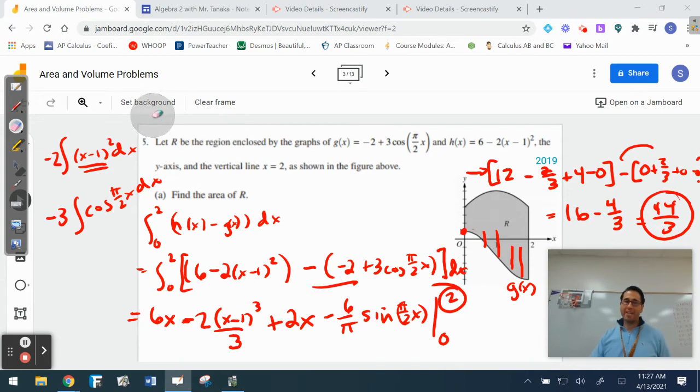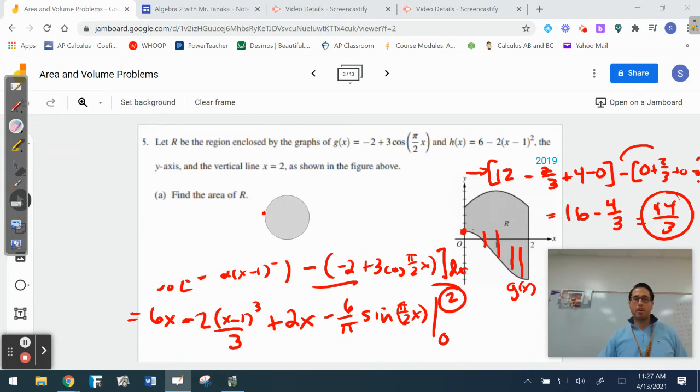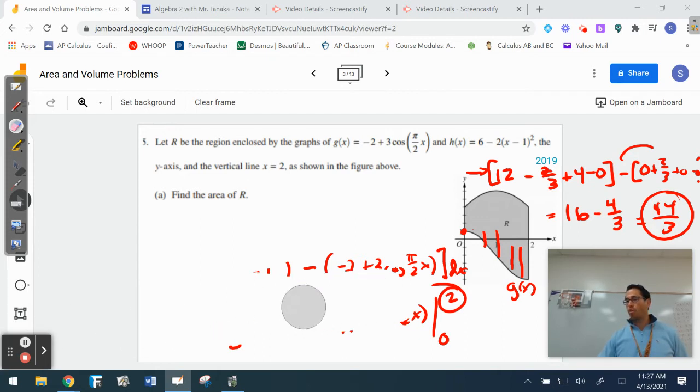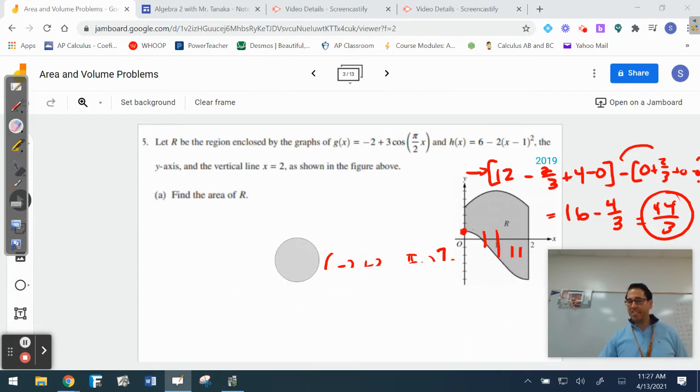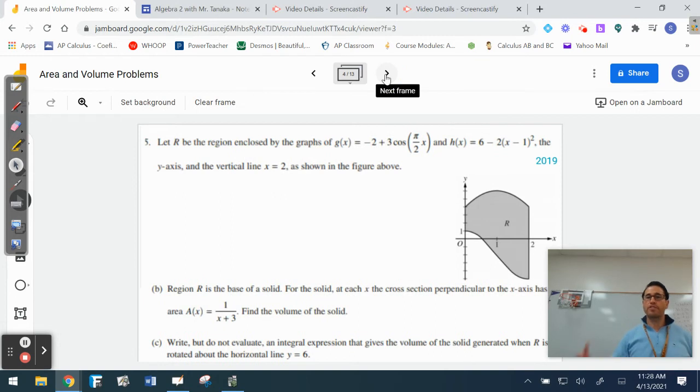Make sure you can practice it. That was worth 4 points. One for the setup, one for each antiderivative, so that's 2 and 3, and then one for your final answer. So the AP was really testing here if you could do things the long way. How about that? All right, B.